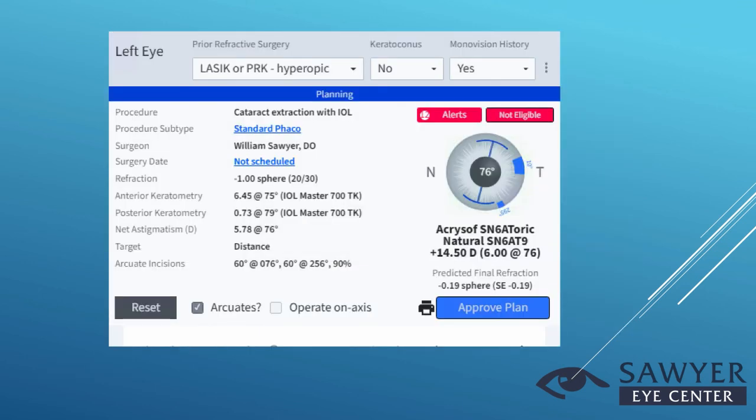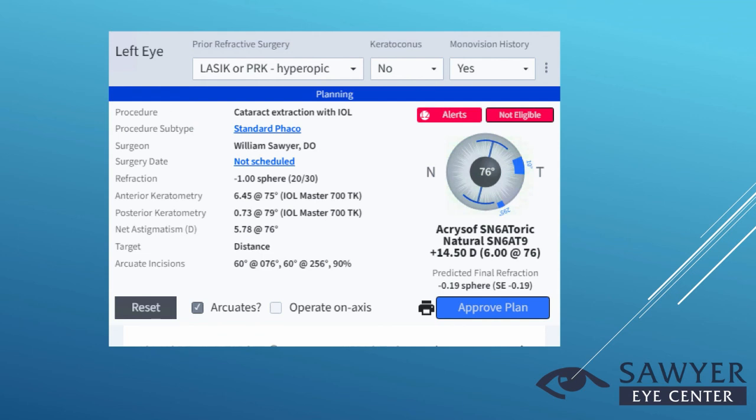Now here is my IOL planning software, and this is what I use, one called Veracity, and this is what it was suggesting to do. It was suggesting to put in a T9 lens and make 60-degree arcs centered at 76 degrees. So it's going full out on his astigmatism because it's just crazy high on the IOL Master, from which this gets its data. I'm not comfortable with this at all.